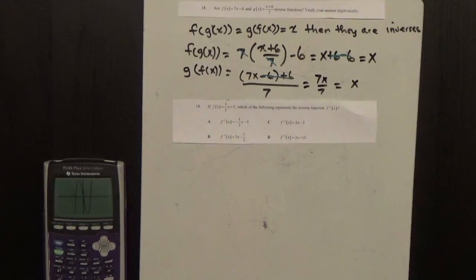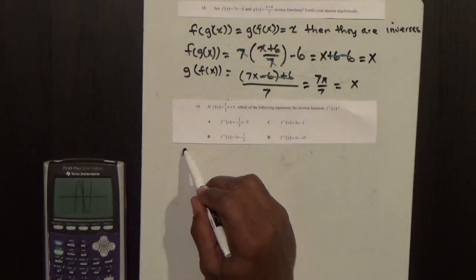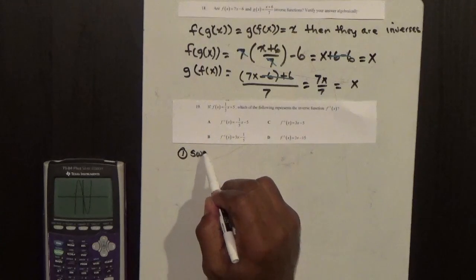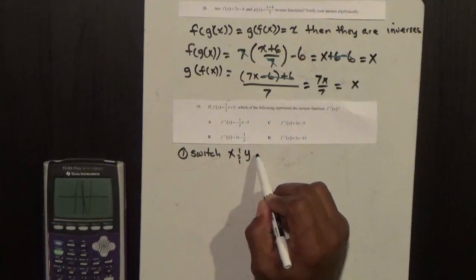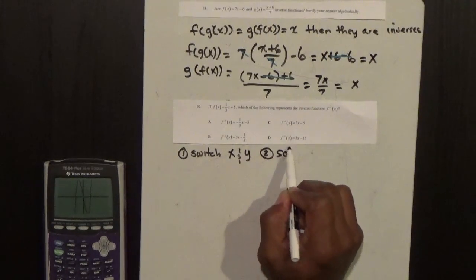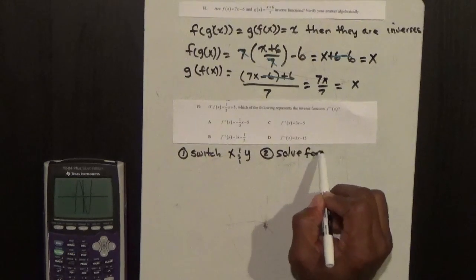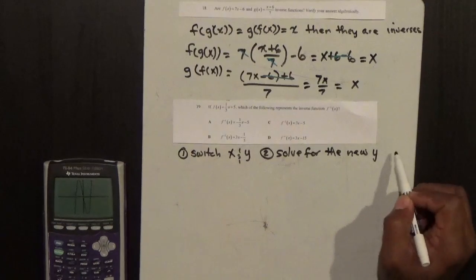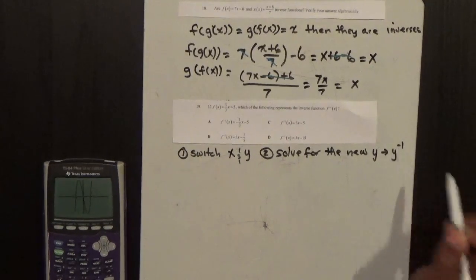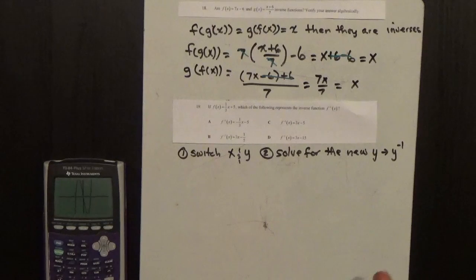All right, number 19. Very similar problem, but in this case, they're asking you which one represents the inverse function. If we're given a function and ever asked to find the inverse function, the first thing we do is switch x and y. And then 2, we solve for the new y. And then we call it y to the negative 1. In this case it's f of x.